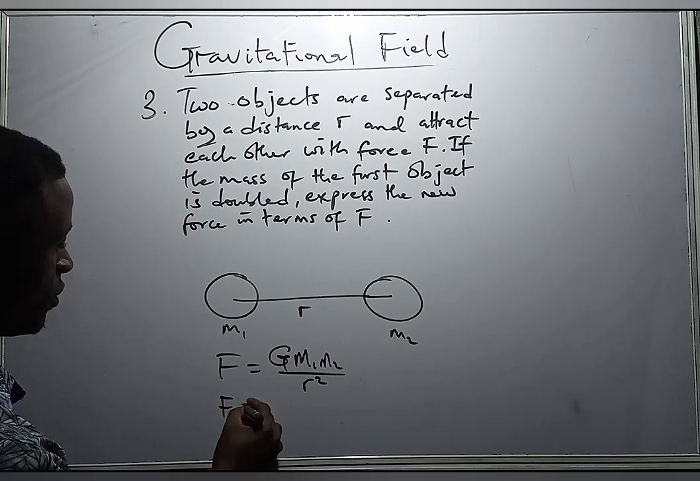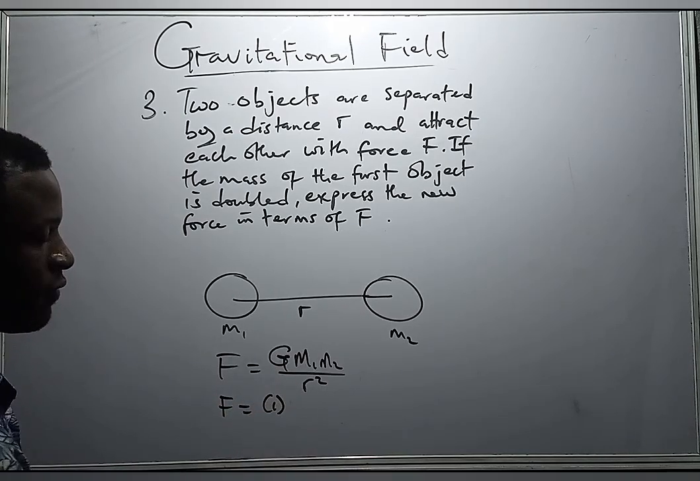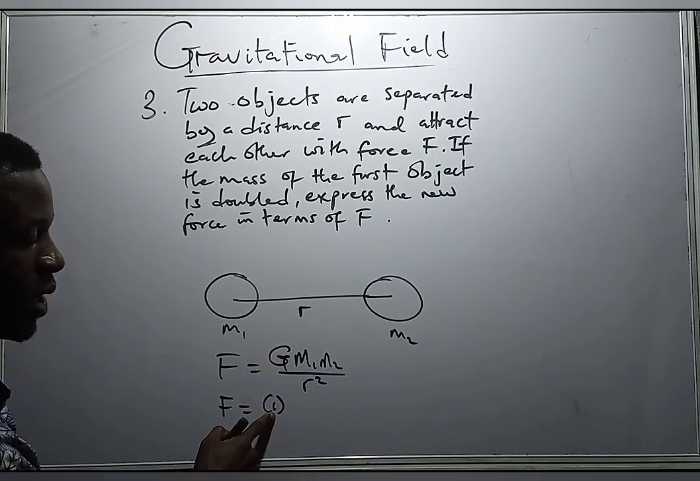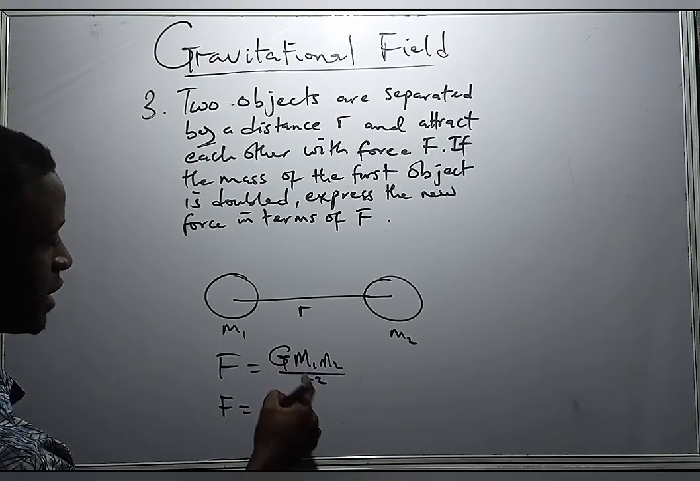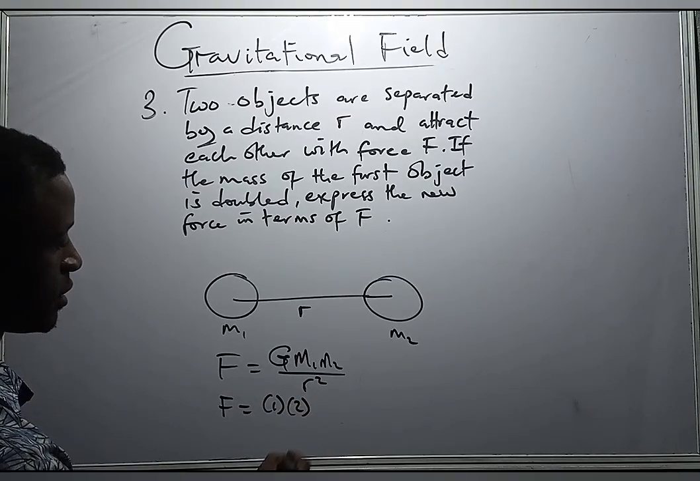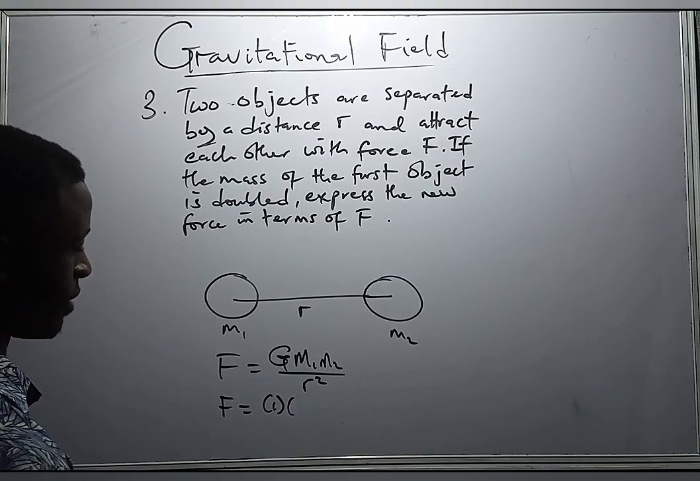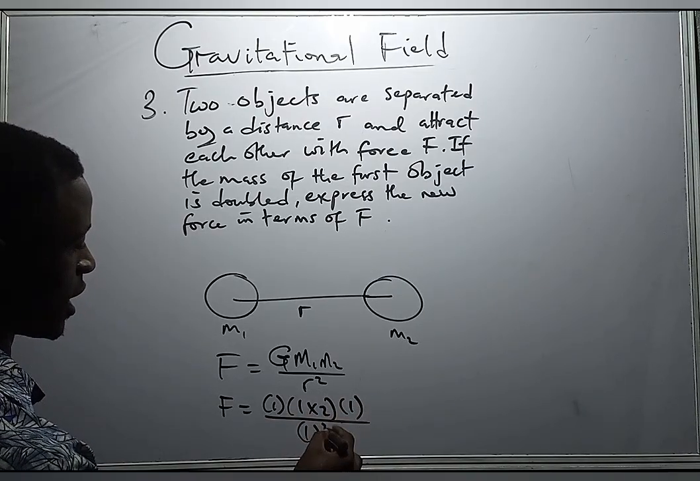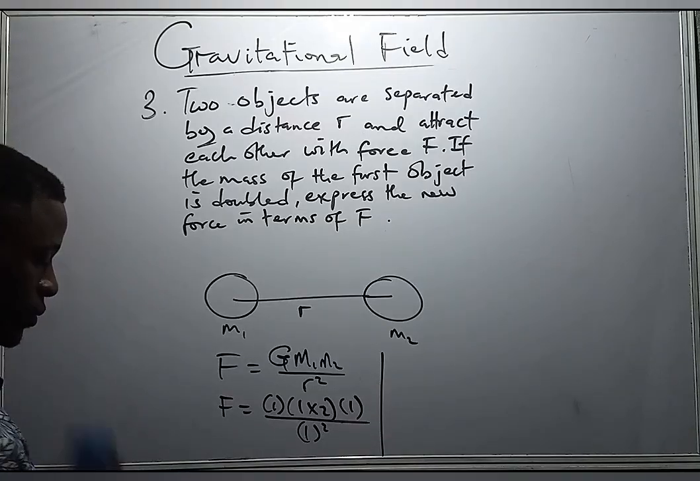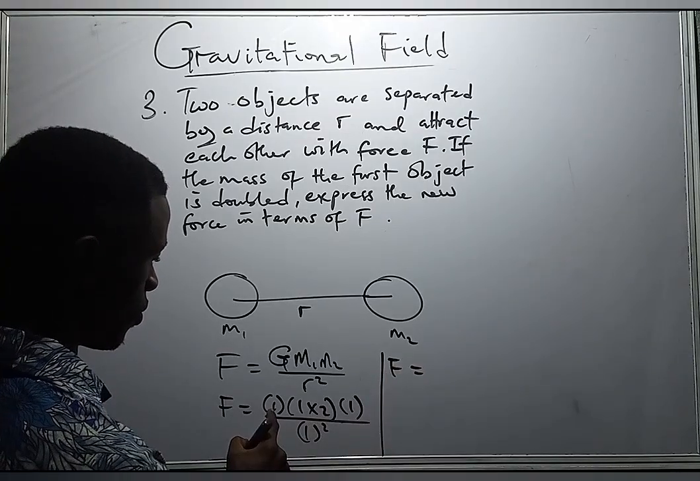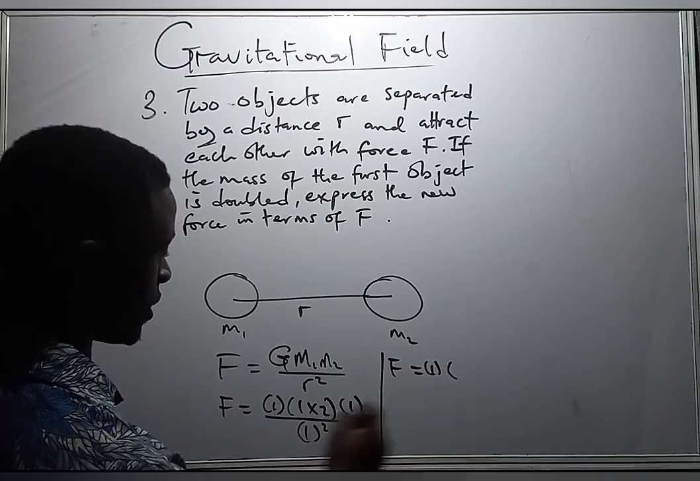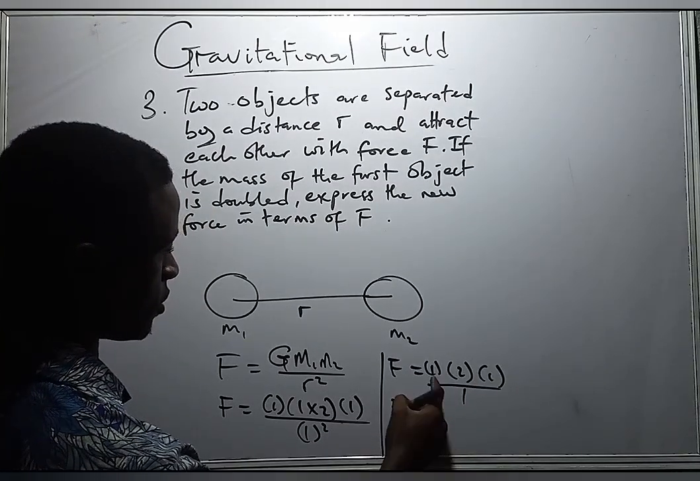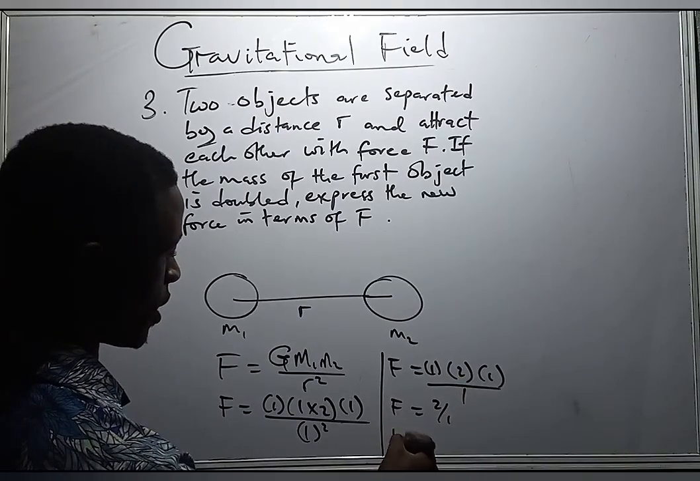So if you want to double the mass of the first object, you take every other parameter here to be constant. That's 1. The first object, that's m1, they said we should double the mass. That is actually 1 before, so we'll double it, times 2. Then we still take this one as 1. Then this becomes 1 times (1 times 2 is 2), then 1 all over 1 squared is 1. So this becomes 1 times 2 times 1 is 2 over 1, and this is equal to 2.